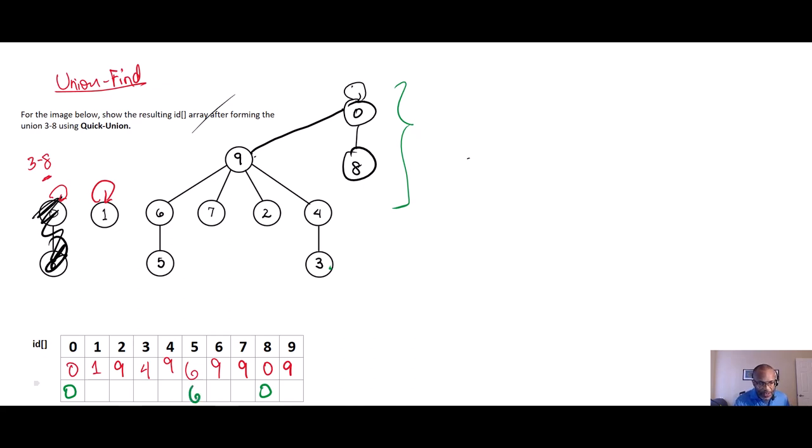So the ID of five is still six. The ID of seven, 2 and 4 do not change. 7, 2, and 4 have not changed. Neither has 3. 3 is still going to have his parent as a 4, and 1 will still have his parent as a 1. And 6 will still have that one. So the only thing that's really changed is this value right here. The ID of 9 is now 0. So that is the only element that has changed, and that is the resulting array. So the answer to this is the array that we see down here. So that is the resulting ID array after forming the union between 3 and 8 using quick union.